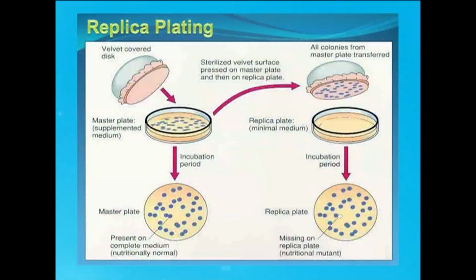Next we come to replica plating, which is a type of rational selection, and this picture shows how replica plating is done. Replica is done from a master plate to another plate containing a minimal medium of the colonies grown in the master plate. Now, after incubation, if some of the colonies in the replica plate are not found which were originally present in the master plate, then these colonies are thought to contain the plasmid of interest, and these are known as the nutritional mutant.